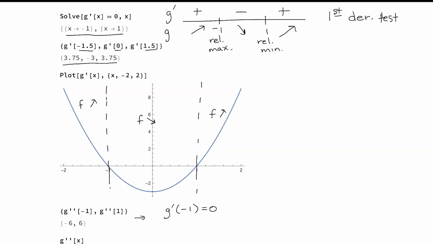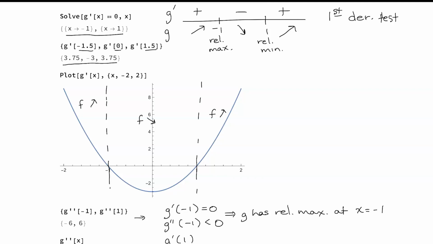I was using the first derivative test. Sorry about that little interruption. Now here I'm actually using the second derivative test. I found g prime of -1 is 0, and now I look at what is the sign of g double prime at that spot, and it's -6, so the sign is negative.